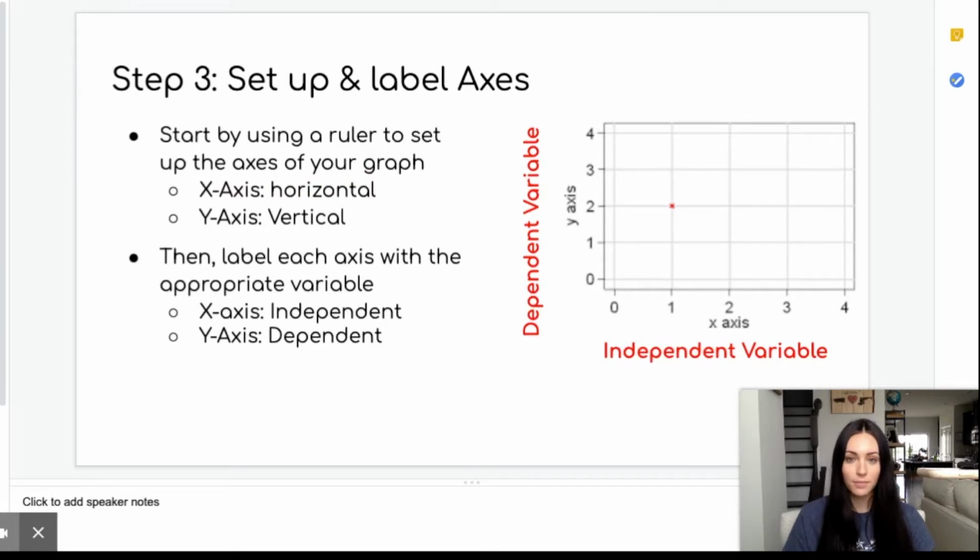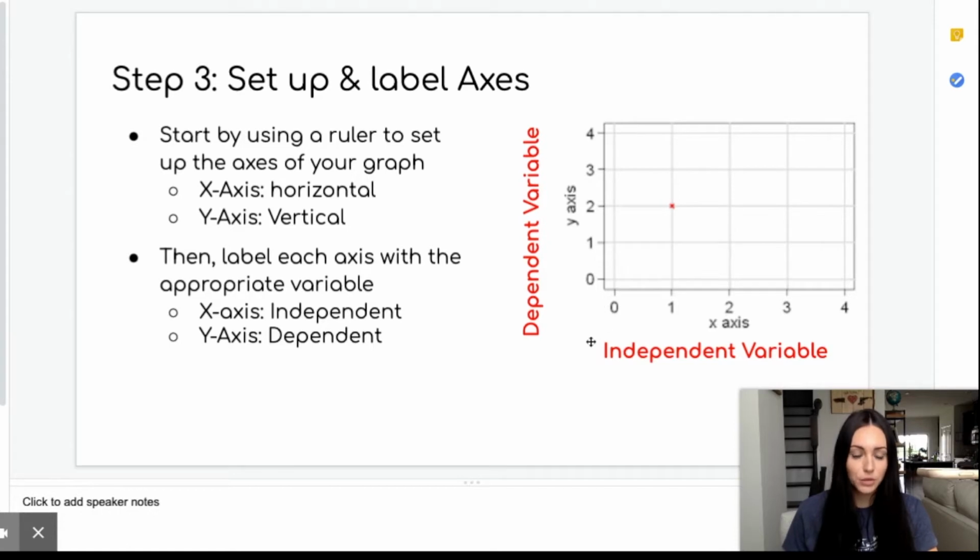Your next step for creating your own graph is to set up and label your axes. So here's where you're going to need your ruler and your graph paper. We want to set up an axis by using the ruler and the grid lines on the graph paper to draw our X and Y axis. Now, this is a review from math class, but keep in mind that your horizontal axis is your X axis, and the vertical axis is your Y axis.